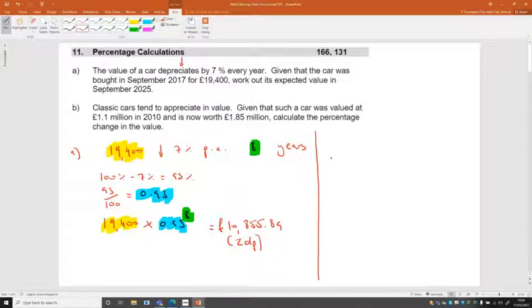Part B, classic cars tend to go up in value. Given that such a car was valued at 1.1 million in 2010 and is now worth 1.85 million, find the percentage change. Right, now everyone forgets the formula for percentage change.